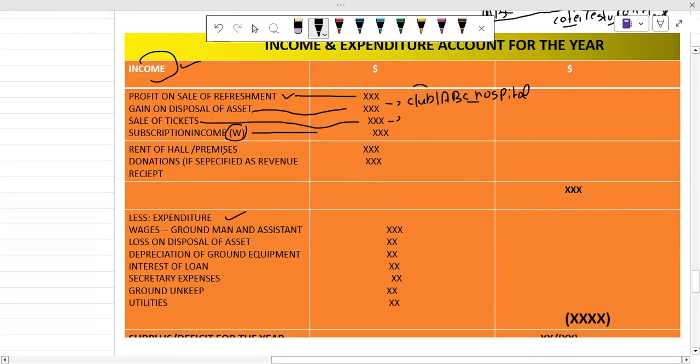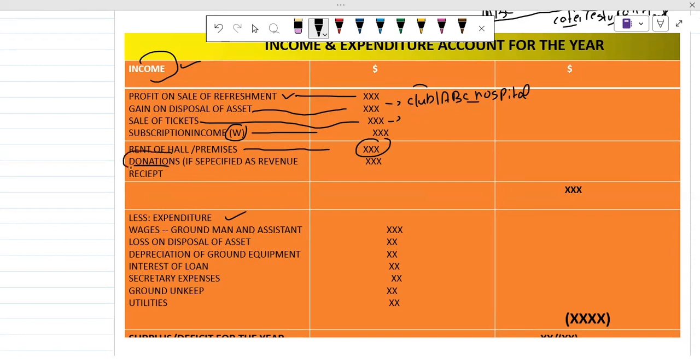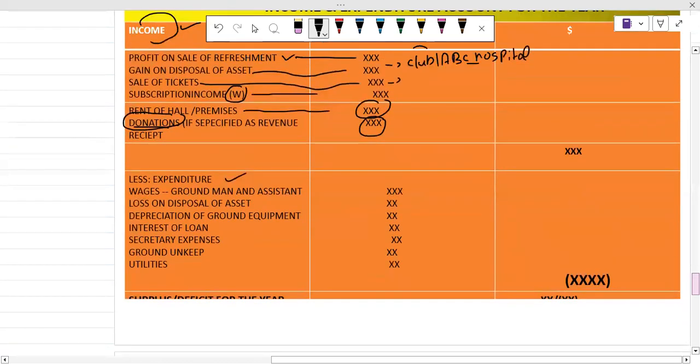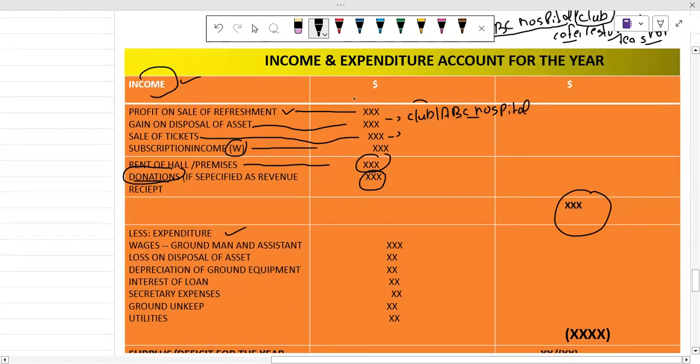And after that, rent of hall and premises. If the ABC hospital rents out some of its premises to any other business, they are getting some cash in the form of rent. It means that this would also be income for the ABC hospital, or maybe for the club. And after that, donations. We have already discussed what kind of donation will come under income, so I'm not going into the depths again. It will also be income for the NPO. So these are basically our income figures. We just add all these and we will have the income figure here.